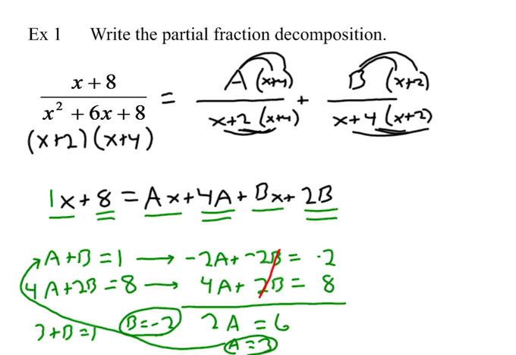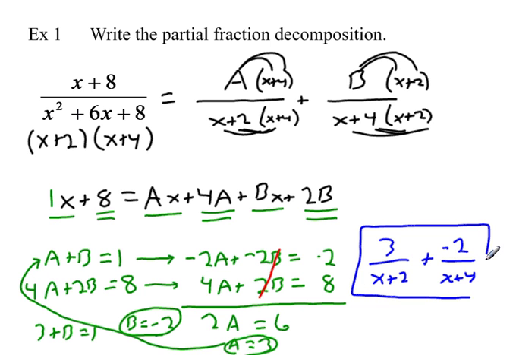Now, we have to be careful here because the directions aren't saying solve for A and B. The directions are saying find the partial fraction decomposition. So my final answer, I need to put those variables A and B into these original fractions. So I'm going to say this will break down as 3 over x plus 2 plus negative 2 over x plus 4. Or you might say minus 2 over x plus 4. Either way is good. So now this original fraction can be broken down into these two parts right here.